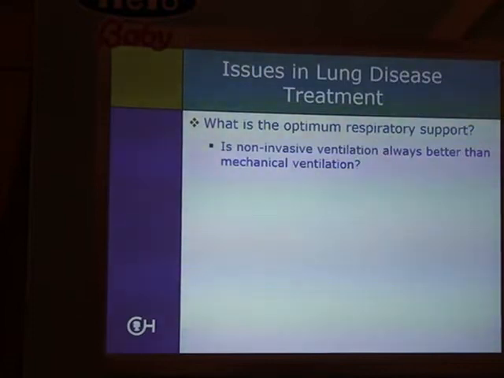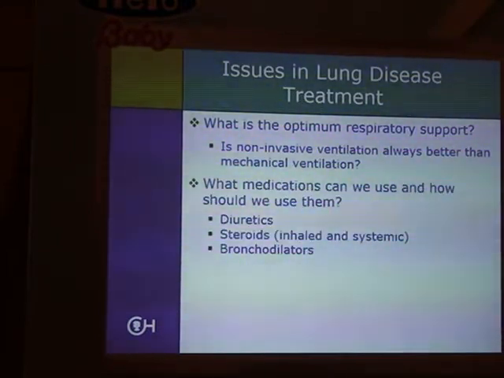So it brings us to a couple questions. What is optimum respiratory support, and is non-invasive ventilation always better than mechanical ventilation? We have to think about that, and that's a hard decision and a hard conversation to have when we've had this very aggressive conversation for so long about getting the endotracheal tube out and getting off the ventilator. Really, it might be doing more harm than good in some situations. Then what medications can we use, and how should they be used? Some of the common ones that we see all the time are diuretics, steroids, both inhaled and systemic, and bronchodilators. And the use of inhaled therapies in general is starting to come out more.